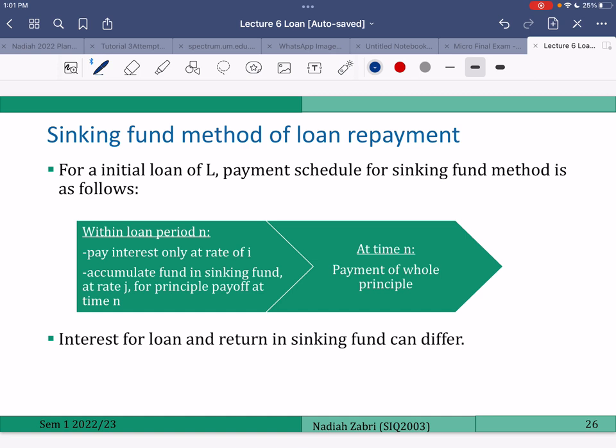Within the loan period, you will only pay interest, and then you will accumulate the fund from the remaining part of your payment in the sinking fund at the rate of j. Your principal payoff will come from the sinking fund. At time n, you take the amount that is in your sinking fund to pay off your whole principal amount. The interest rate for the loan and the return in the sinking fund can differ, so i is not necessarily equal to j.